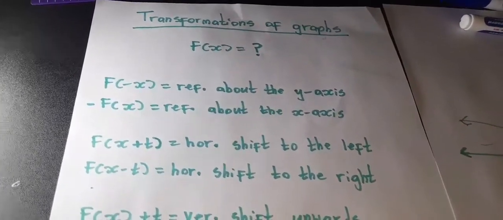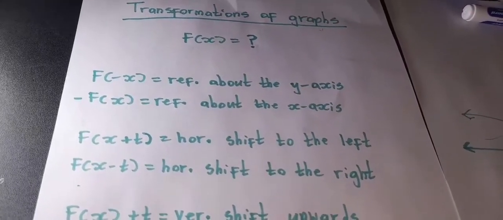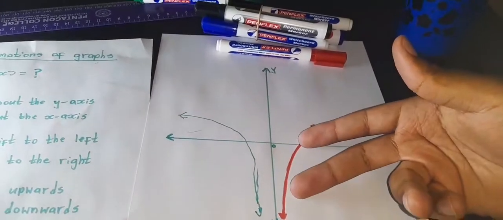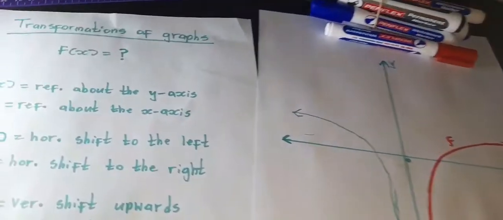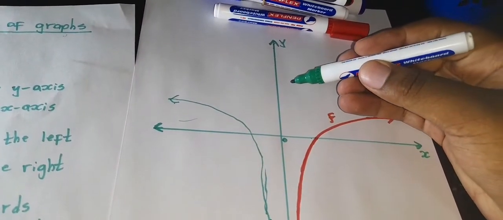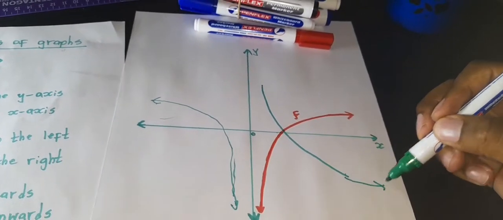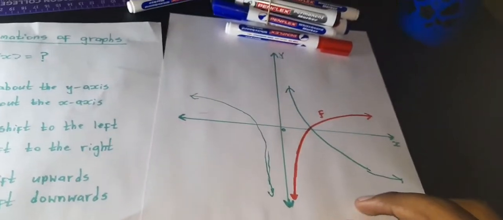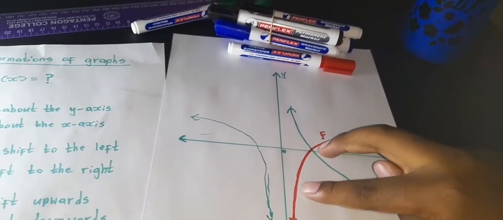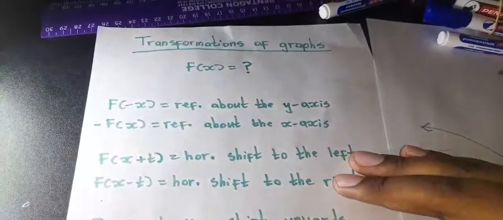What about negative f of x? Well, negative f of x means we are reflecting this graph about the x-axis. So we are taking this graph and flipping it like this here. The new graph will look like this when we reflect about the x-axis. I hope you can follow along, and this doesn't confuse you. So we are just taking this graph and reflecting it about the x-axis. This is what negative f of x means.